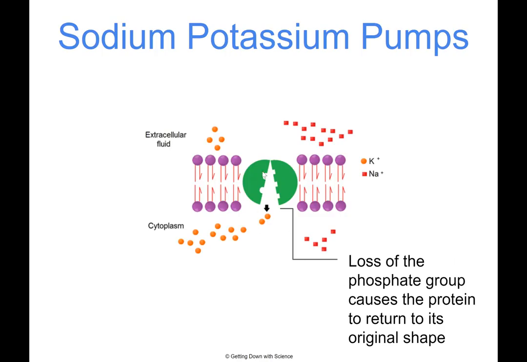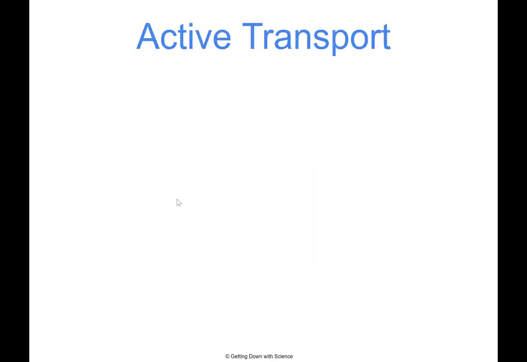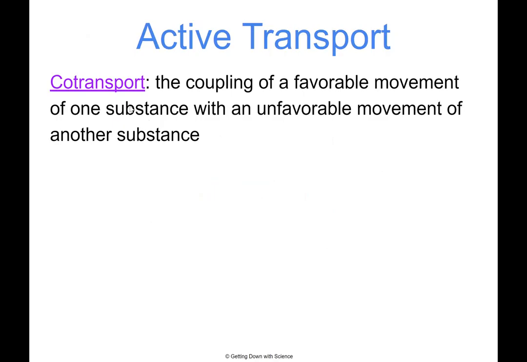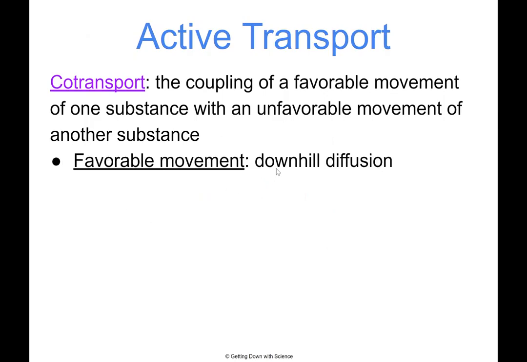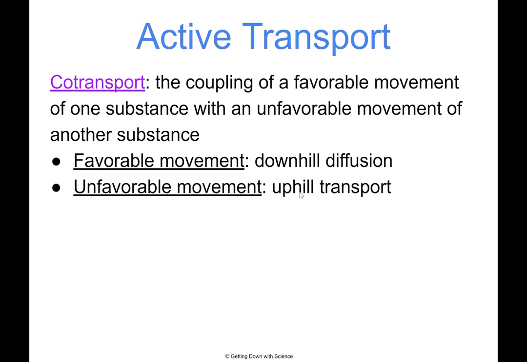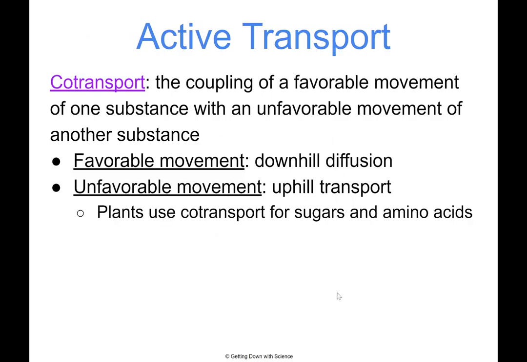So the phosphate group is gone, the protein came back to the original shape, and it moved those potassiums in when it did that. And then we have what we call co-transport. So the idea is that we're going to couple a favorable movement, something that we want to easily move across the membrane, with what we consider an unfavorable movement, some other source. So favorable would be one of those downhill diffusions, so we're going with the concentration gradient. Unfavorable would be the opposite, we're going against the concentration gradient.